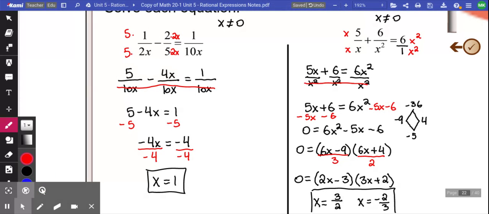Okay, welcome back. Hopefully you did those questions. My answer for the first one is x equals 1. The answer for the second one is x equals 3 over 2 or negative 2 over 3. If you did decimal 1.5, that's fine. I'm going to run through how to solve them quick.